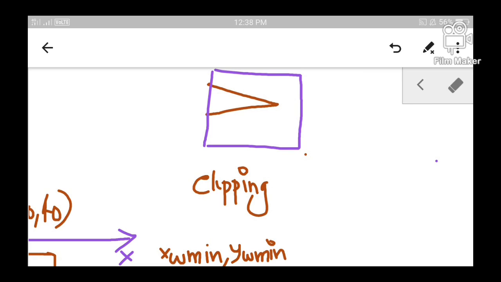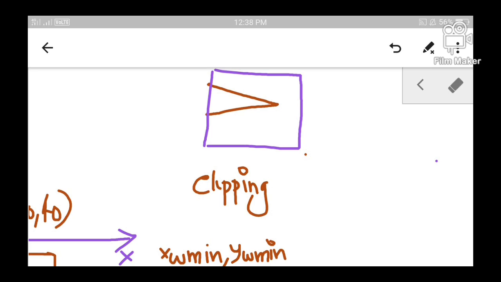So what is clipping? Clipping means selecting only those parts of the picture that lie within the frame. At the same time, all those portions of the picture which lie outside the frame will have to be eliminated and they won't be displayed. This process of elimination is called clipping.